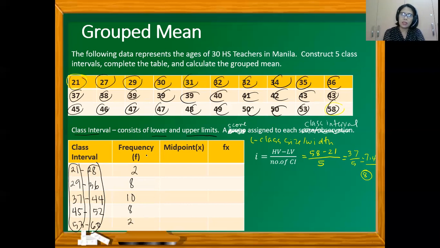Now, take note, class, that the total frequency must be equal to n. And your n is 30 because there are 30 scores, values, observations here. So n is 30, or the sum of f is n. And then the midpoint, which is represented by x, is the average between the lower limit and the upper limit. So this is divided by 2. Solving for the midpoint of the first class interval, this is 21 plus 28 all over 2.